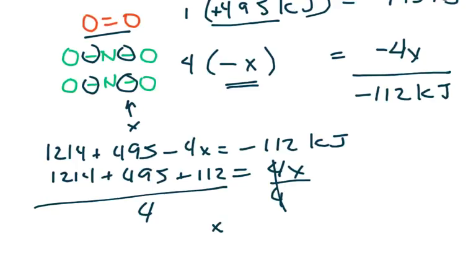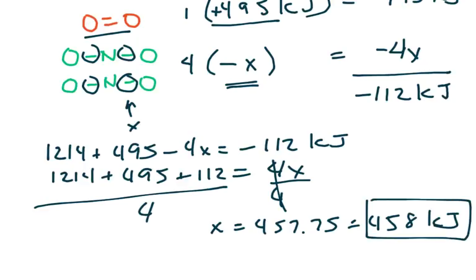And what I get is that x is equal to 457.75, which I'm going to round off to 458 kilojoules. And that's how we do the FRQ problems on the practice test.